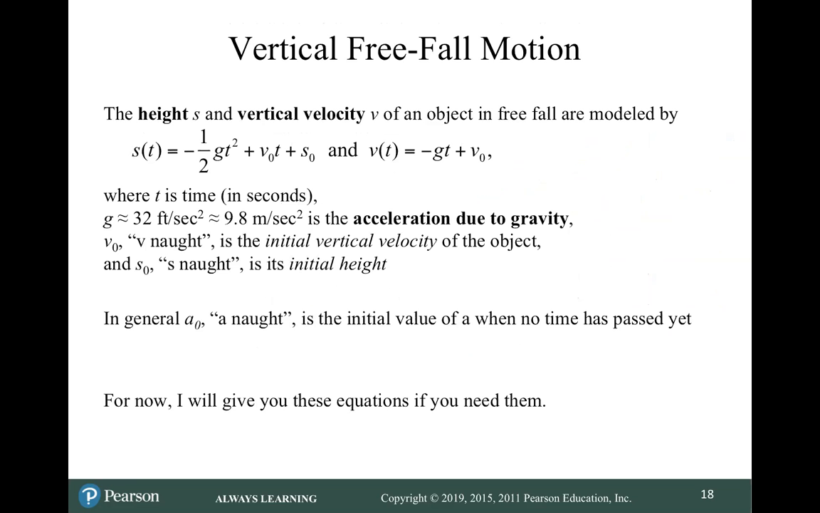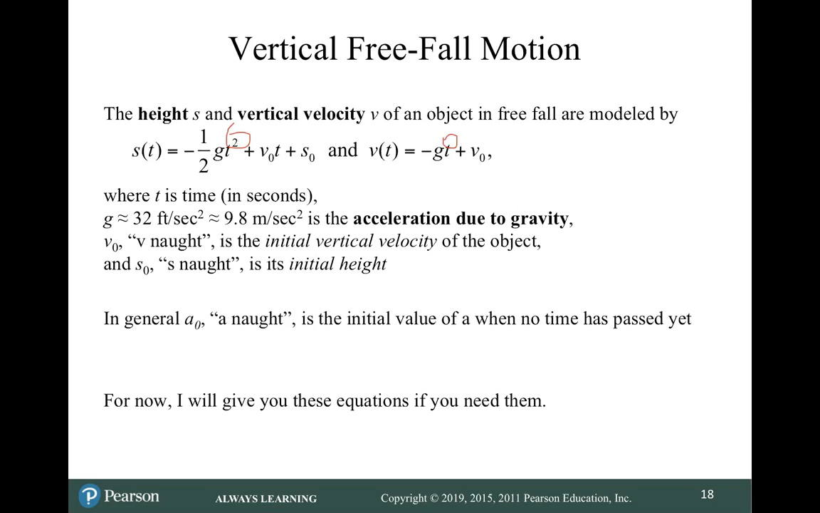Okay, one last thing. This is the last one. The height s and the vertical velocity v of an object in free fall are modeled by this equation that's quadratic, okay? As well as we have another equation here that's linear. So this one is quadratic, this one is linear, right?